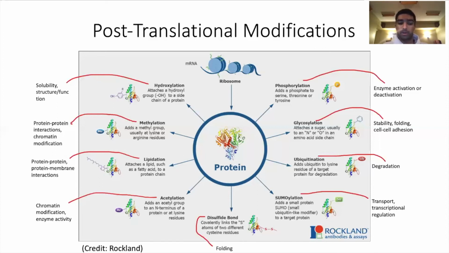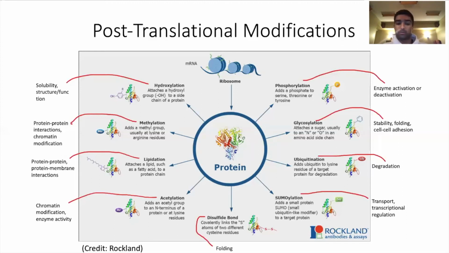Lipidation attaches a lipid. This is also called prenylation. Lipids are like fats, basically, or fatty acids, and it attaches this to a protein chain. This helps with protein-protein and protein-membrane interactions. The membrane of the cell, the outer casing of the cell, is hydrophobic, which means it's nonpolar, and fatty acids are also known to be very, very hydrophobic, very, very nonpolar on one end of them. So that allows the protein to stick into the membrane, and then if it has to do things within the membrane or outside of the membrane, but it has to be connected to the membrane, it can do those things.